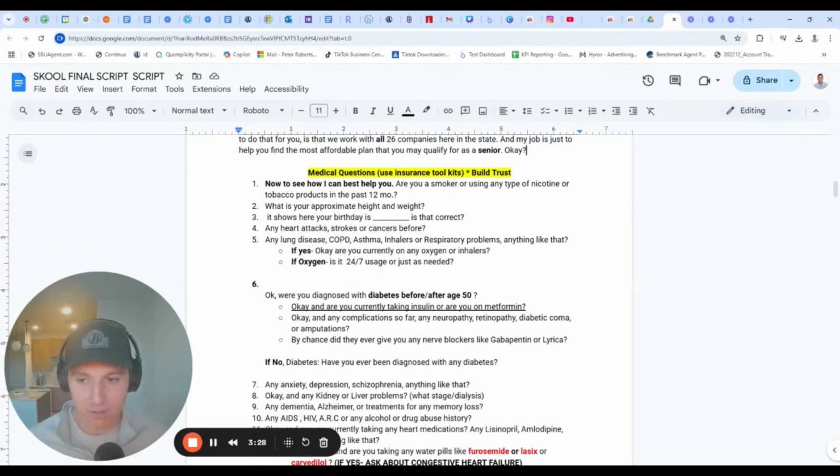Okay, let's jump into the medical section of the script so you can learn more about how to do that and how to underwrite.